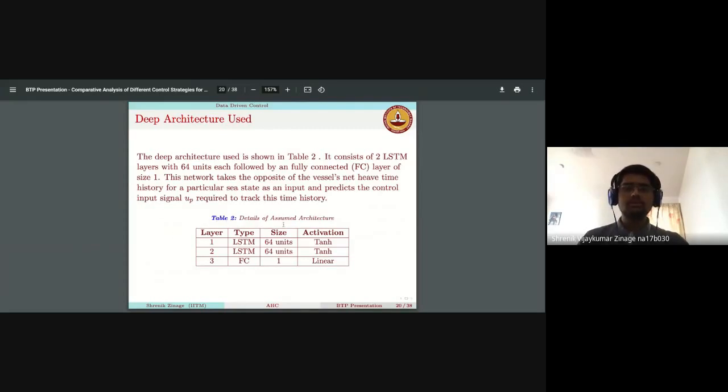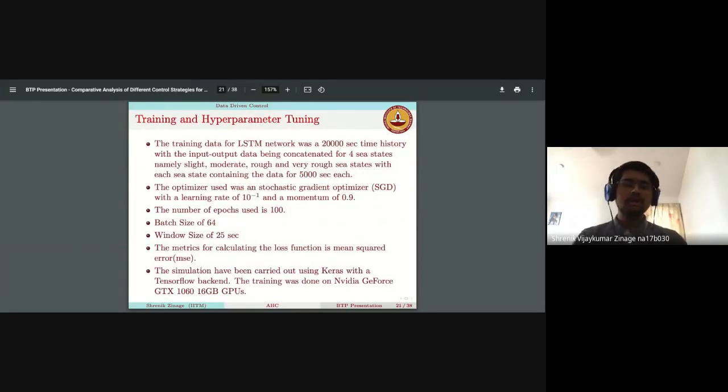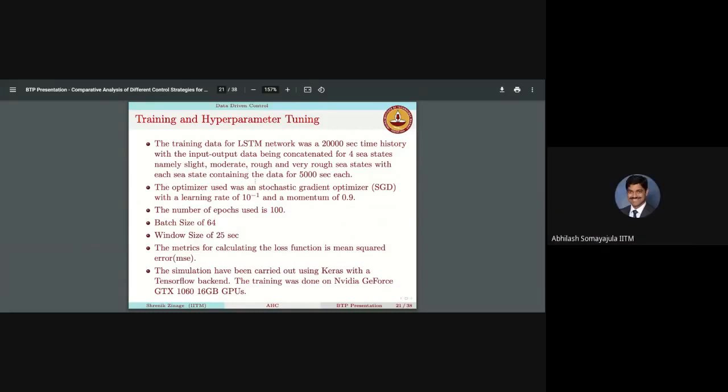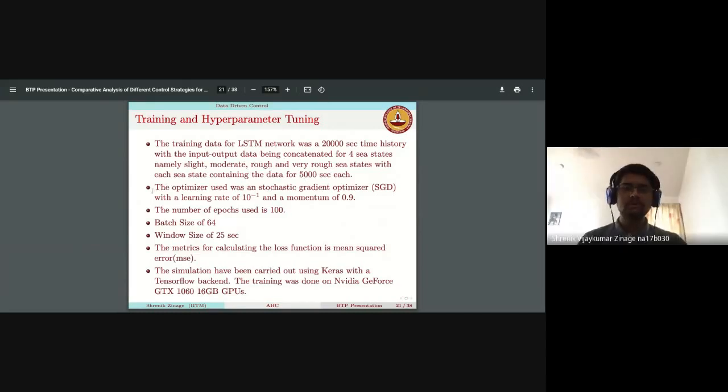Now, the input given would be the output of the winch model, and the output would be the control input that we want to apply to the winch model. Regarding the training and hyperparameter tuning, the training data I gave was a 20,000 second time history, with the input-output data concatenated for 4 seeds. So I had around 5,000 seconds.